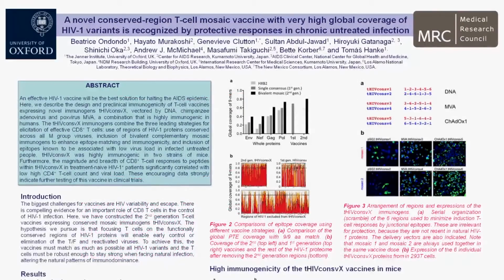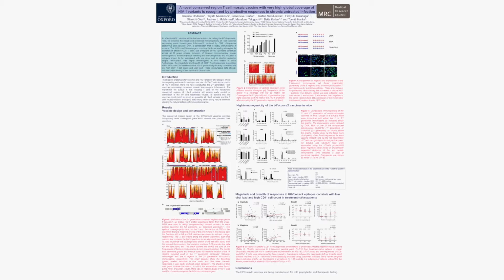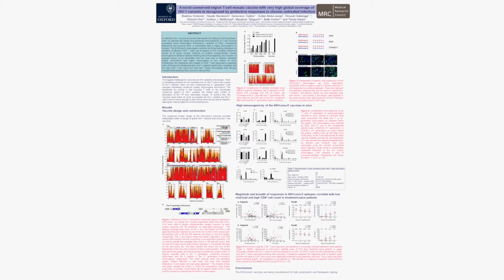So that's where we are at the moment. We are currently manufacturing the GMP vaccines, and we are getting ready for the first small clinical trial in Oxford, and then perhaps a bigger clinical trial around Lake Victoria in Africa. That will be the prophylactic use, and we also have a few therapeutic trials in the pipeline.